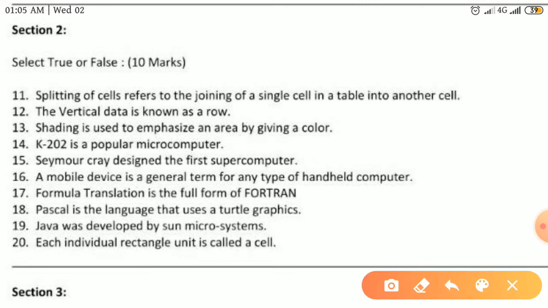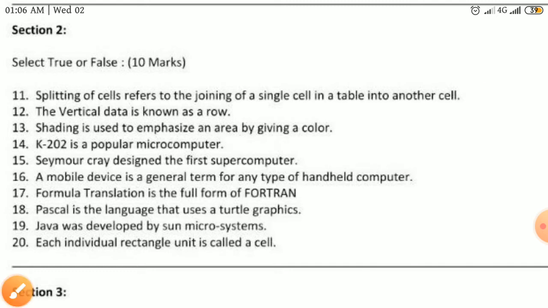Now, see the 11th one. Splitting of cells refers to the joining of a single cell in a table into another cell. Now, you know what splitting is? Splitting means you are taking a single cell and splitting it up into more cells. But over here it is quite reversed. So this is not correct. The answer is false.